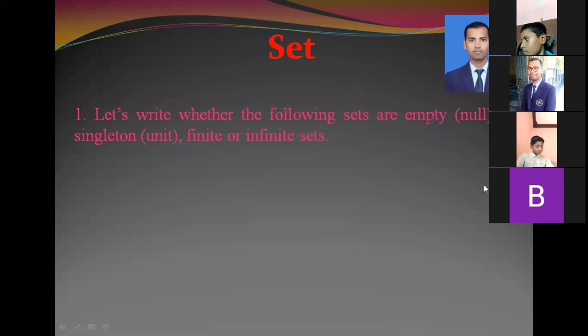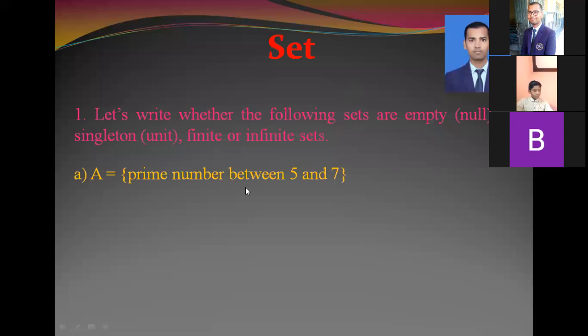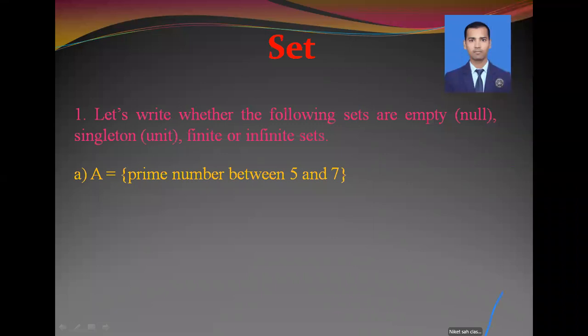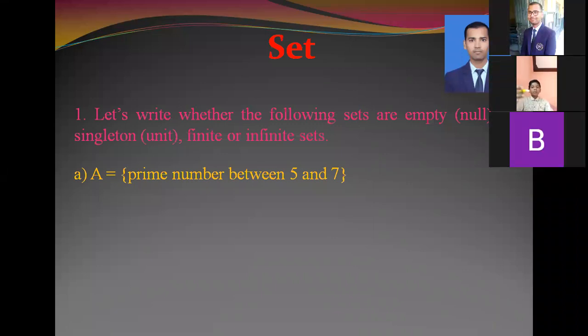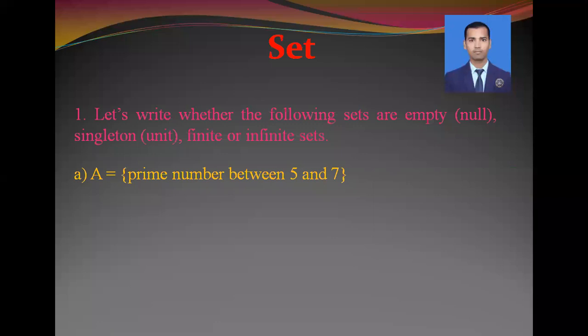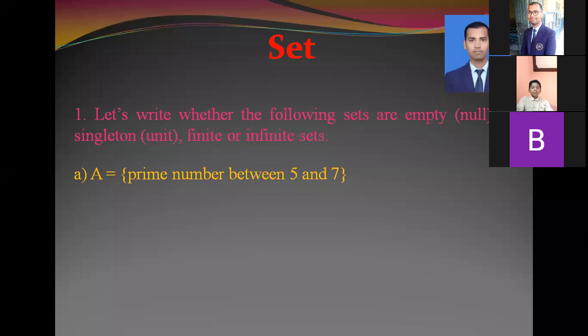Our first question is like this, as given on our screen: A is equal to prime numbers between 5 and 7. Prime numbers between 5 and 7. So let's recognize the prime number which is between 5 and 7. As we know, the prime numbers between 1 and 10 are 2, 3, 5 and 7.